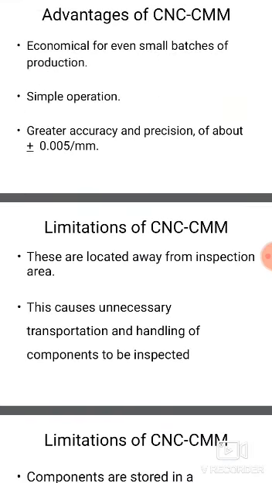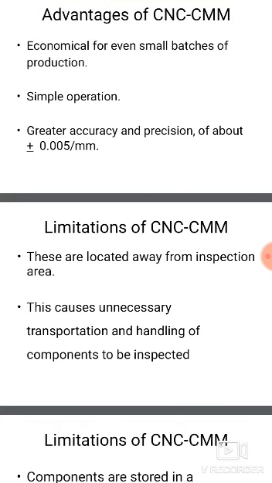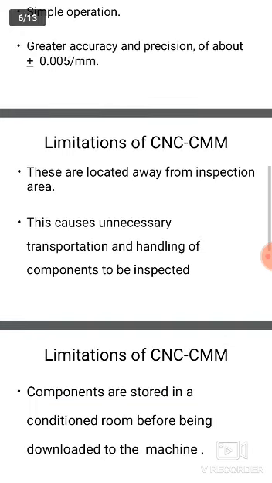Next, limitations. What are the limitations of CMM? They are located away from the inspection area. So these are very far from the inspection area. This causes unnecessary transportation and handling of components to be inspected. So the machine will be somewhere else, and the parts have to be moved from here to the inspection place. That is a limitation.